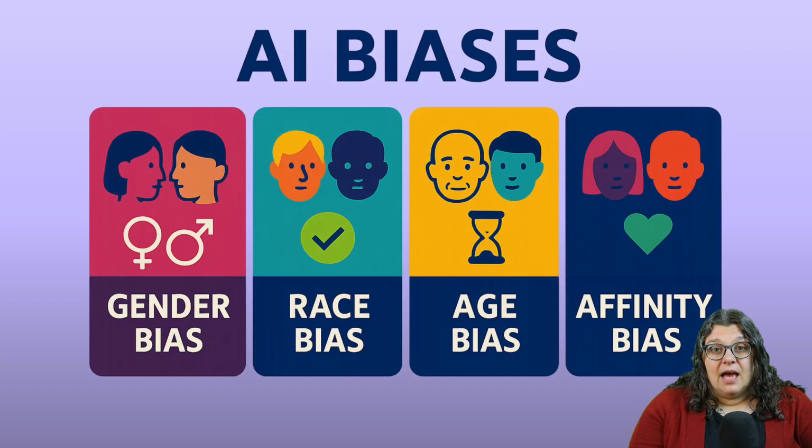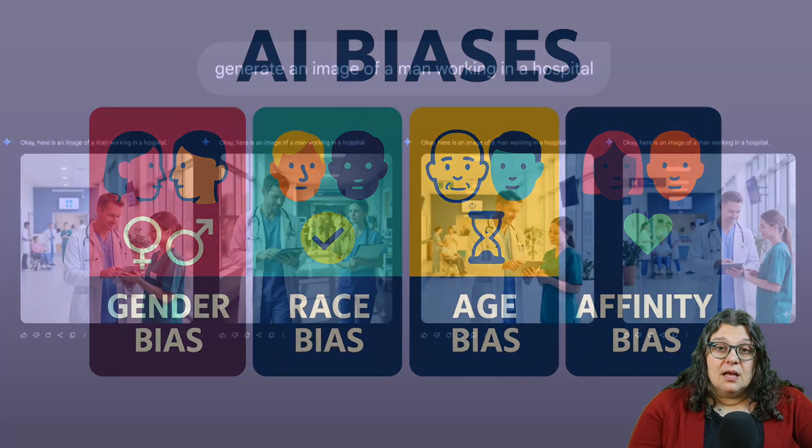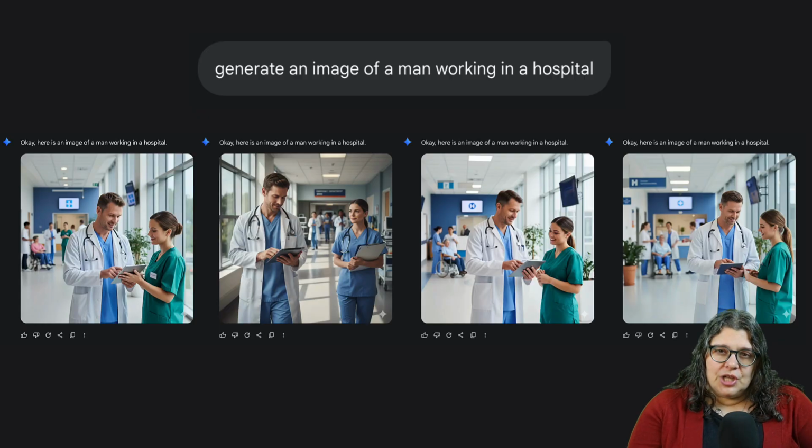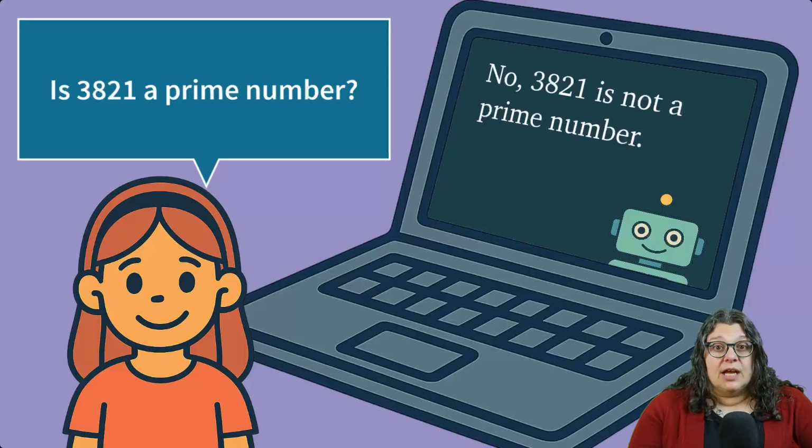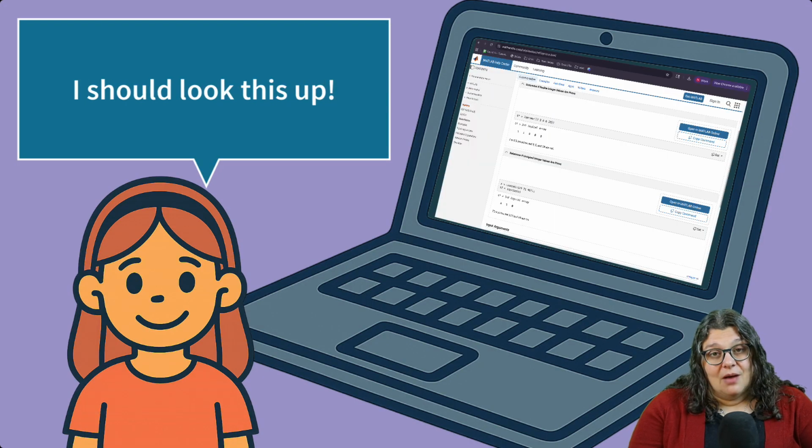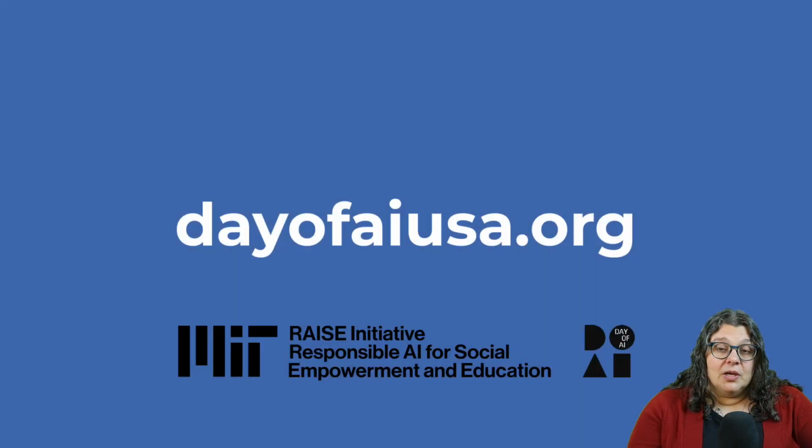If you ask the AI to generate images or examples, look carefully. Are certain genders, races, or perspectives overrepresented? Fact-check the outputs. Don't take answers at face value. AI may sound confident, but still be wrong. AI can support your work, but your judgment, creativity, and critical thinking are what make the real difference for students.